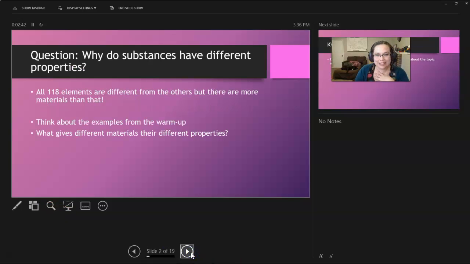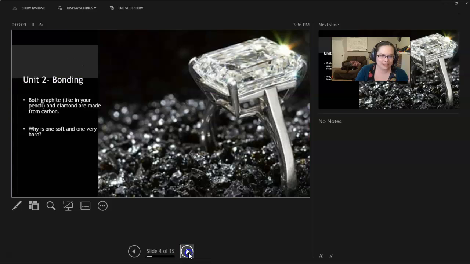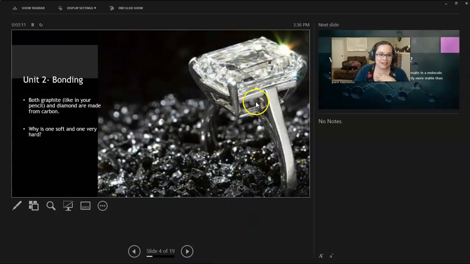So, we're trying to think about the larger question, why do substances have different properties? There are 118 elements, each of which has its own properties, but there are thousands of different types of material. So, why do different materials have different properties? We ended up skipping over our KWL chart because the power was blinking a little bit and I was worried we were going to lose the call. So we skipped that and started here.